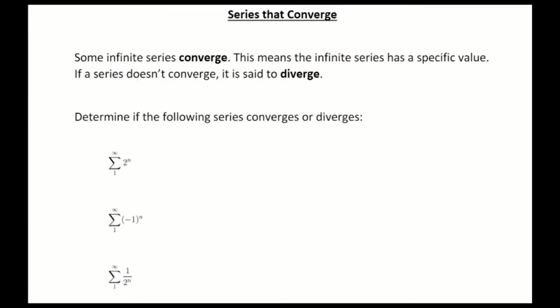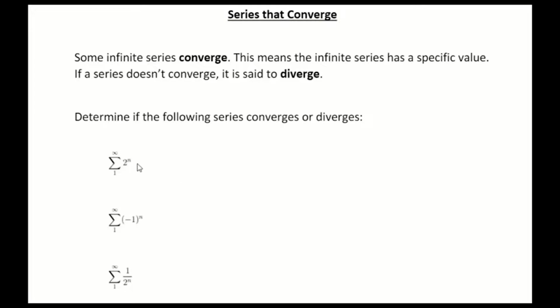So some infinite series converge, and what I mean by this is that the infinite series has a specific value. We saw last time that some geometric series converge, and we'll talk about that a little bit more. If the series doesn't converge, it is said to diverge. So you don't need to really worry about checking for divergence. You really just need to check to see, does the series converge? If not, it diverges. So let's look at a couple of series here and just try to determine, by adding up the first few terms and trying to recognize the pattern, whether or not this thing will actually have a value or not.